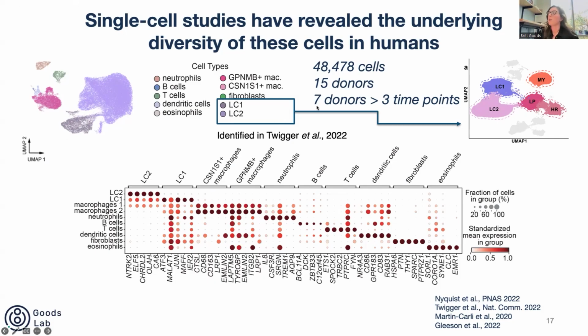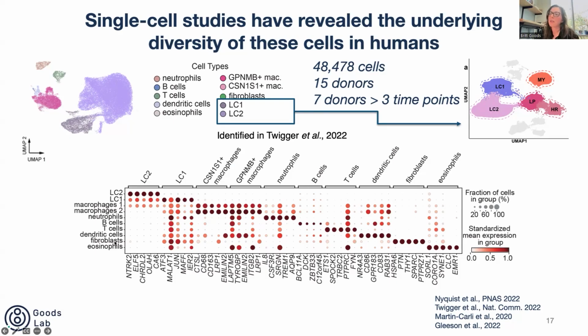And this agreed with another study from the Twigger lab, which came out in 2022, right around the same time, right before our study, which also showed that there were 2 different types of epithelial cells. And then I put a few different citations of other studies here as well that also agree on these epithelial cell types, which was really exciting to see. And so we were able to really highlight some of the heterogeneity that is present in these samples.